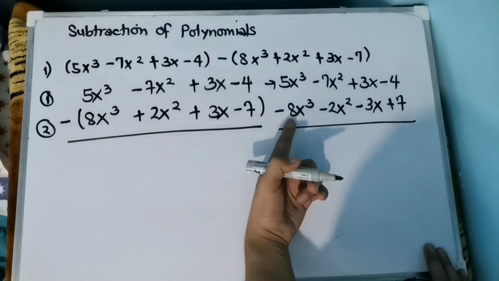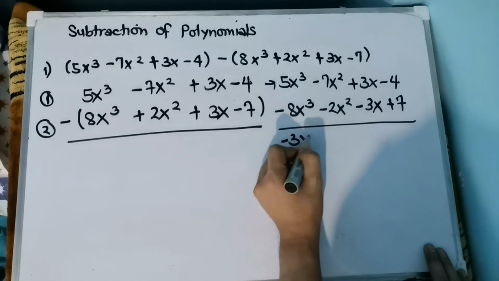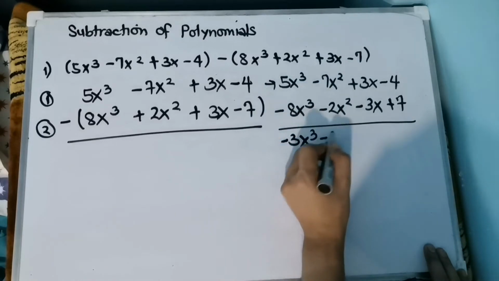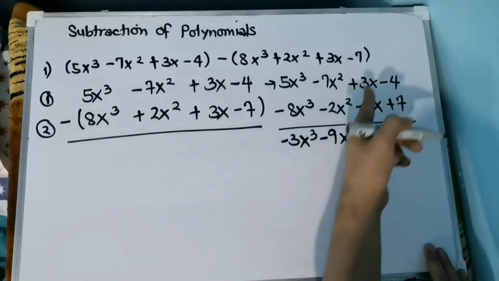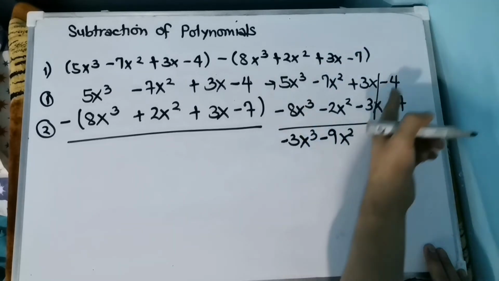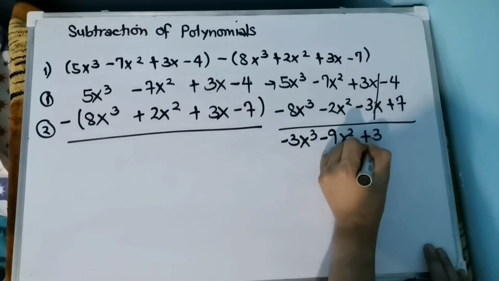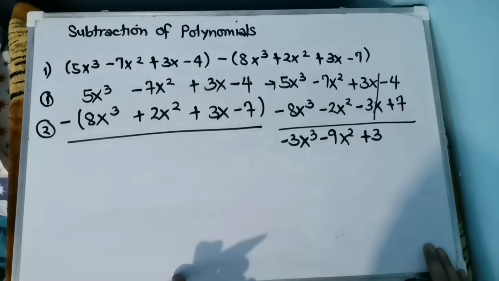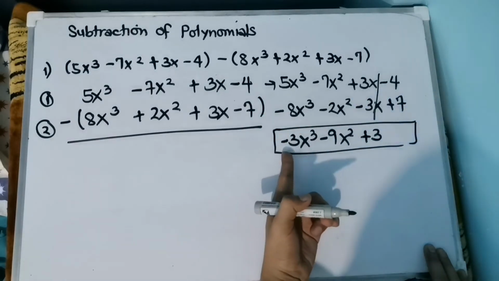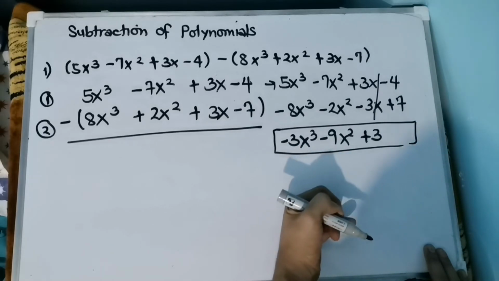So, 5 minus 8, we have negative 3. Then we copy the x cubed. Then, negative 7 minus 2. Like signs, add. So, we have negative 9, then x squared. Positive 3x minus 3x, we cancel. Then, negative 4 plus 7 is positive 3. So, therefore, the difference is negative 3x cubed minus 9x squared plus 3.